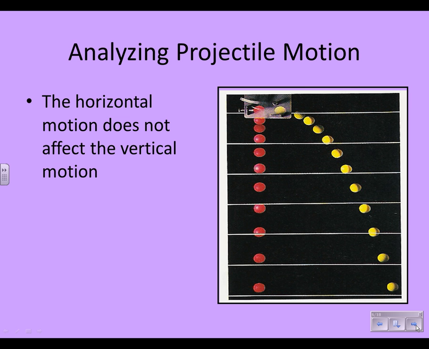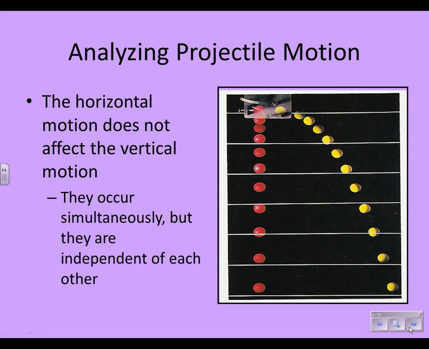That's an important idea. The horizontal motion does not affect the vertical motion. Yes, they are occurring simultaneously, but they are independent of one another. So the horizontal motion does not affect the vertical motion, even though they are occurring simultaneously, but they occur independent of one another.